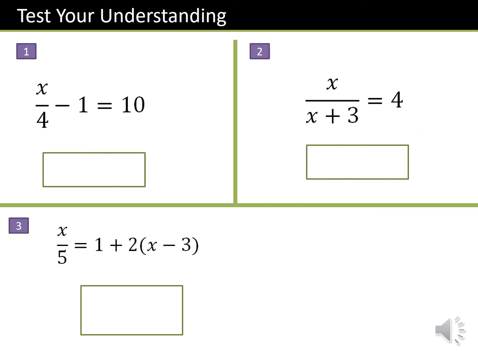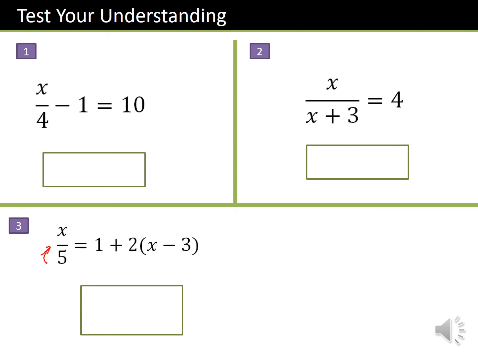Okay, just shuffled that round a bit so I've got some extra space to work on this last one. So we've got x over 5 equals 1 plus 2 lots of (x minus 3). So what we're going to want to do is start off by getting rid of the denominator as quickly as we can. So we've got this x over 5. What we're going to have to do is times both sides by 5.